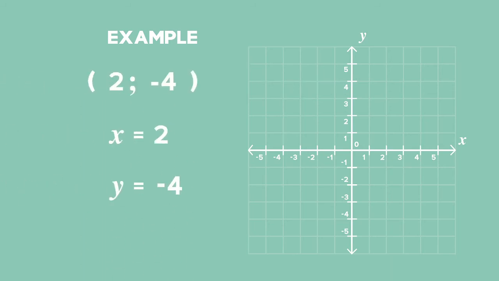Let's have a look at another example of plotting a pair of points. We've got the points 2 and -4. So when x is 2, the corresponding y value is -4. That's going to place the point in the fourth quadrant. Now, before we continue, let's discuss quadrants.